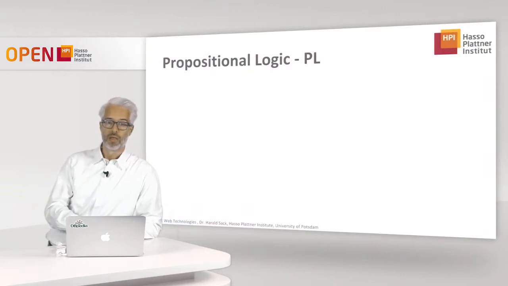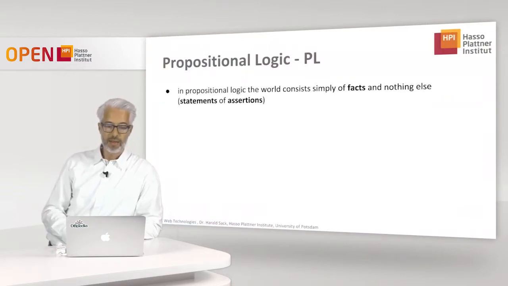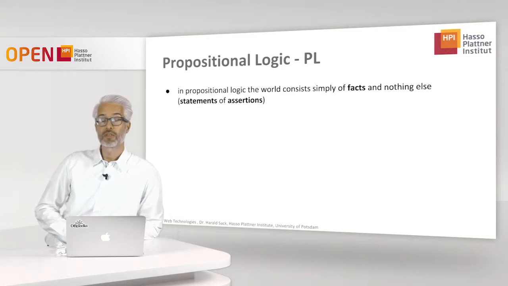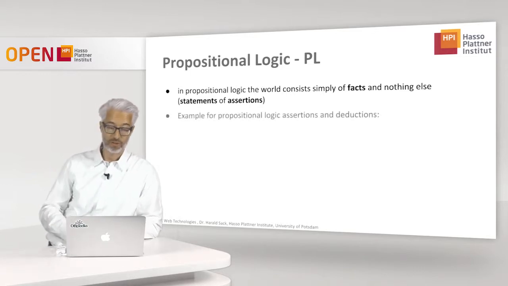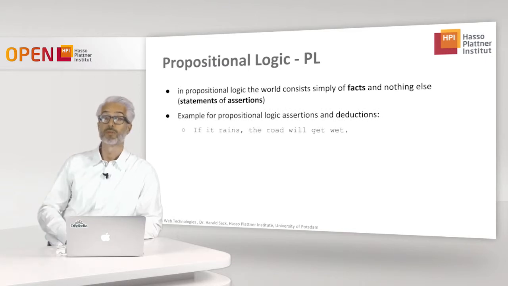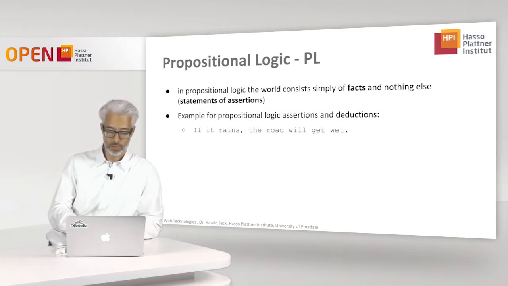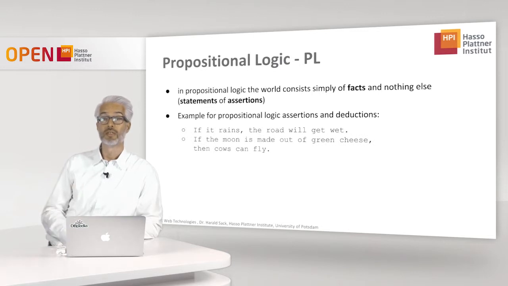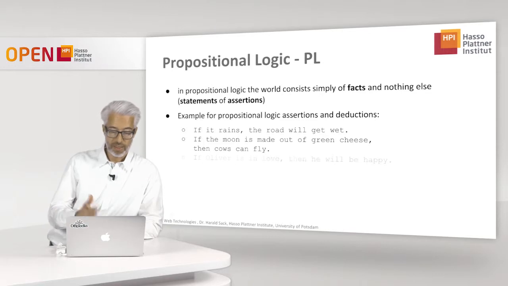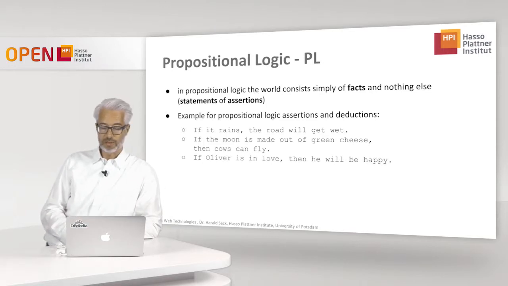So, propositional logic. In propositional logic, the world usually consists of simple facts and nothing else. And these are so-called statements or assertions. So let's have a look at a few of these statements. If it rains, the road will get wet. So this is already a deduction. If the moon is made out of green cheese, then cows can fly. Or if Oliver is in love, then he will be happy.